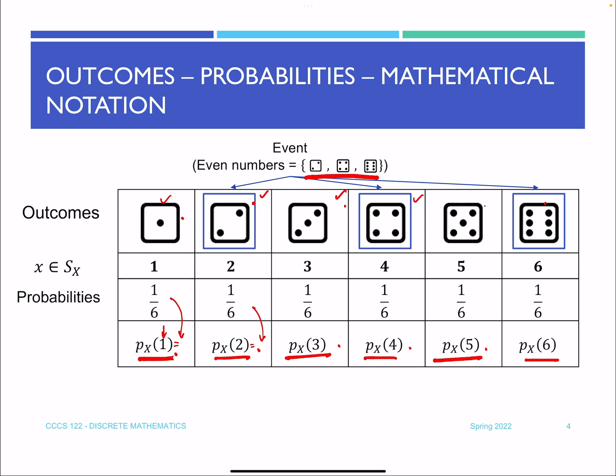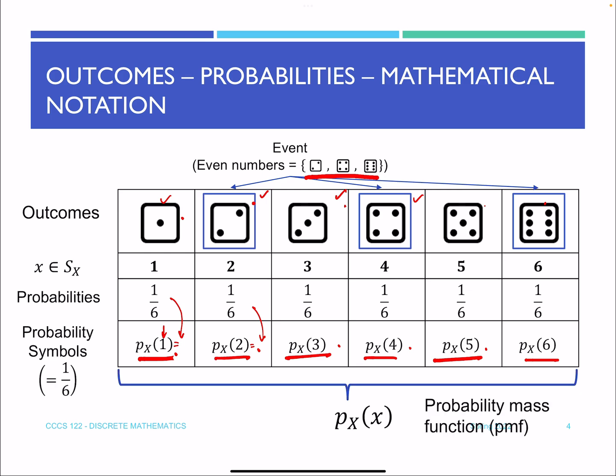Now, since we're talking about a function over here, this function has a special name. This is called a probability mass function, or PMF. And it is denoted like so: P sub X of x, with small x in the argument. These are the different outcomes, the different elements of the sample space over here. The numbers 1, 2, 3, 4, 5, and 6.